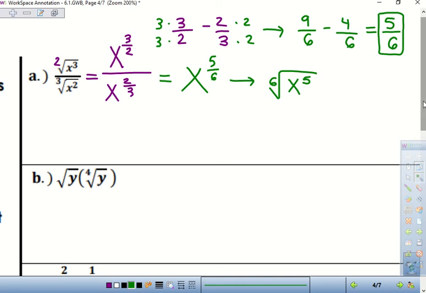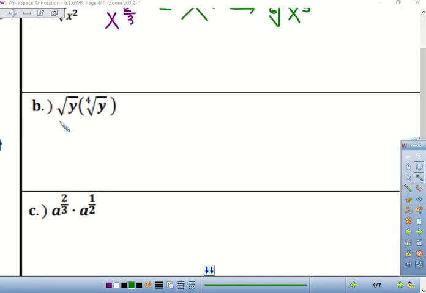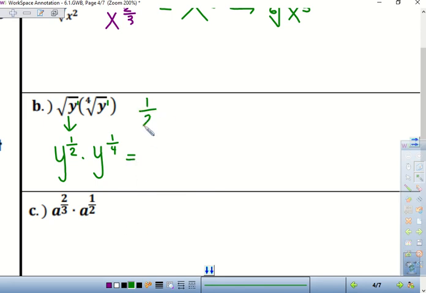Okay. Next one. So how could I convert the square root of y to a fractional exponent? It would be y to the 1/2 times y to the 1/4. Remember, it's an implied exponent of 1. Now, when I multiply, what do I do with the exponents? Add them. Subtract when you divide, add when you multiply, right? So, I want to add these together.